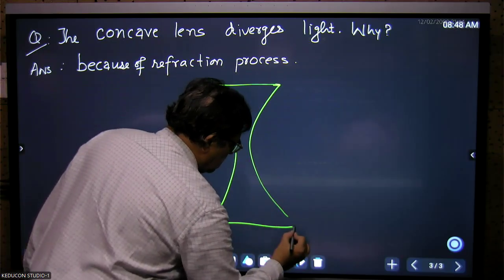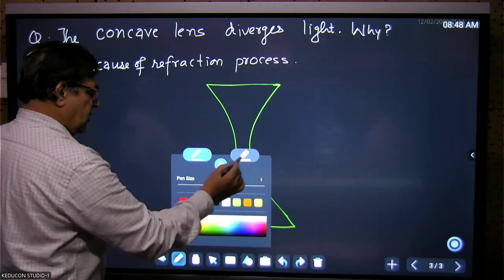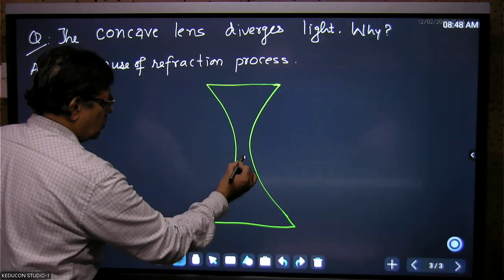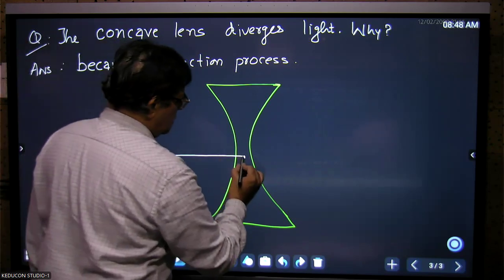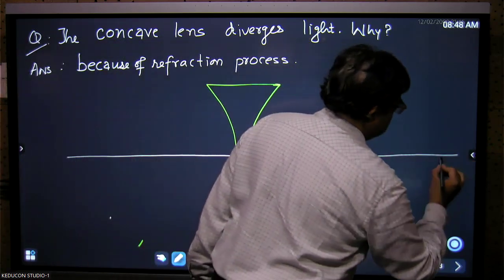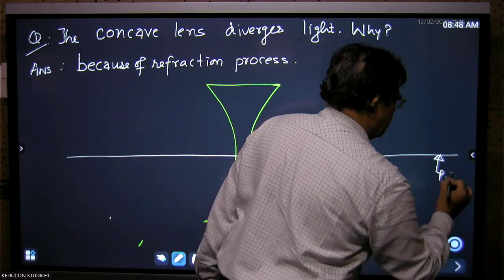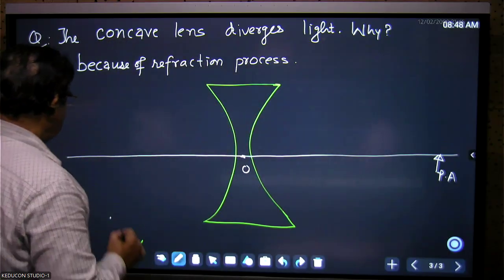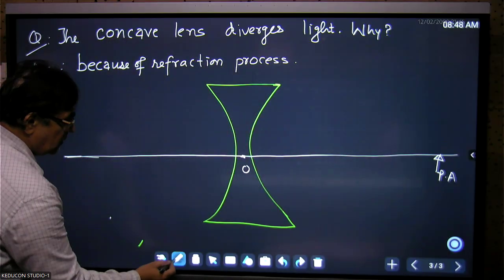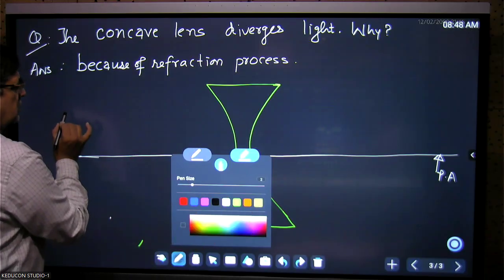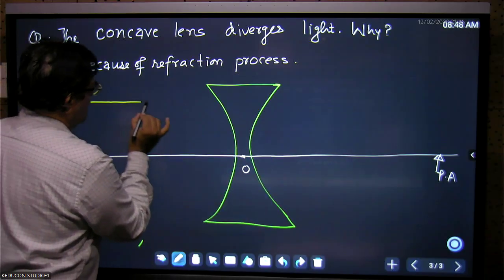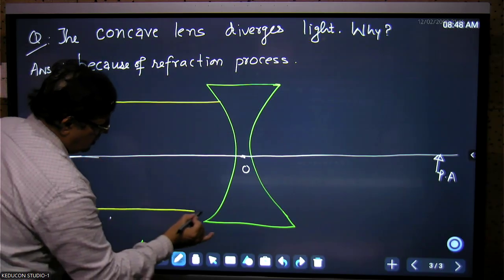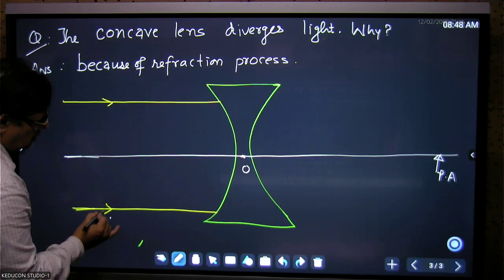The teacher has made a biconcave lens such that from its optical center O, a straight line is drawn. What should I call this straight line? PA. Full form, principal axis. So, parallel to the principal axis, I have incident a parallel beam of light shown in the yellow color.